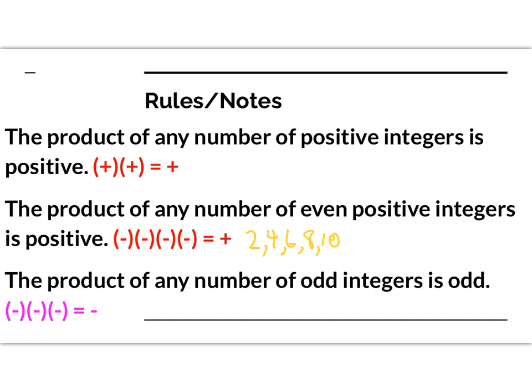Now let's think about our odds. Are 1, 3, 5, 7, and 9. So we have 5 even numbers and then 5 odd numbers.